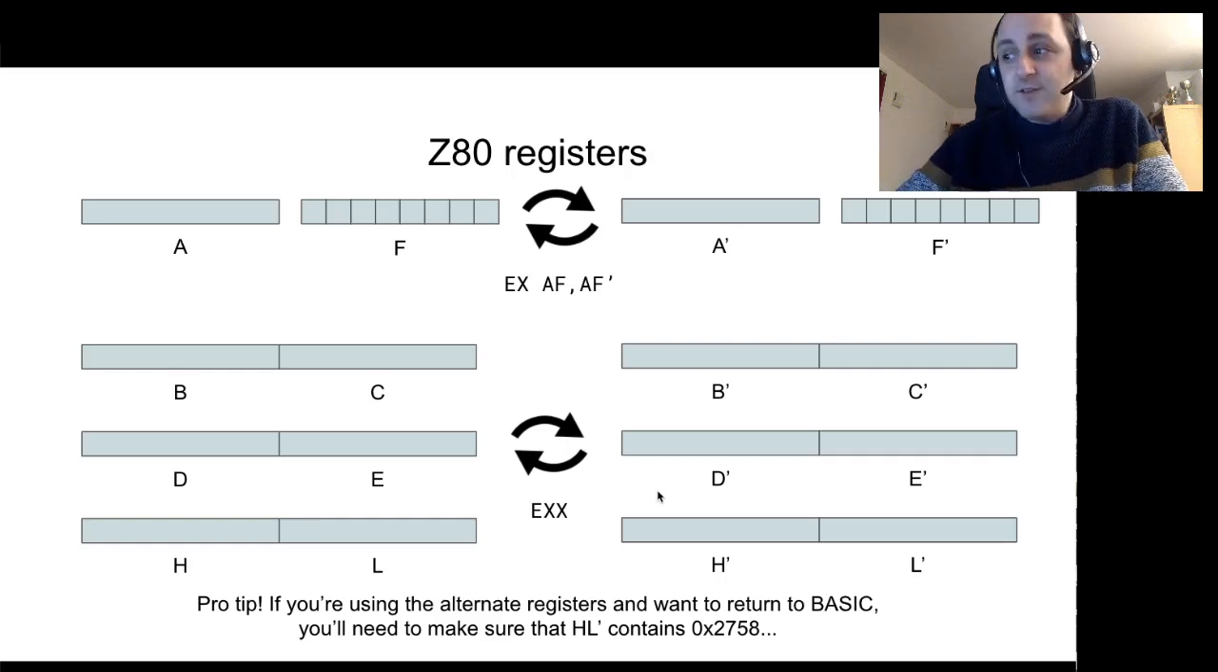Pro tip, if you're using the alternate registers and want to return to BASIC, you'll need to make sure that HL' contains 2758. But usually we aren't returning to BASIC in a demo, so that's fine.